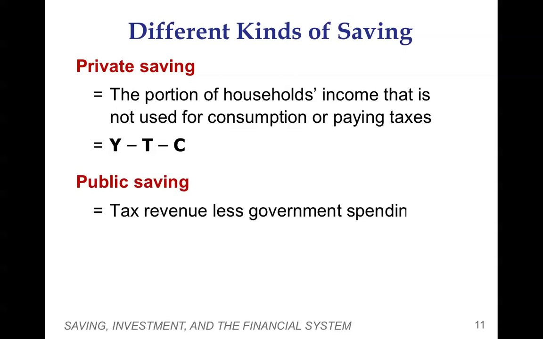Public saving is tax revenue less government spending. From an equation standpoint, it's a little easier to understand. It's the taxes that the government receives minus how much they are spending. Now, right now, of course, we're running a budget deficit.